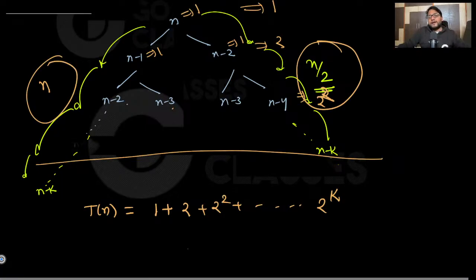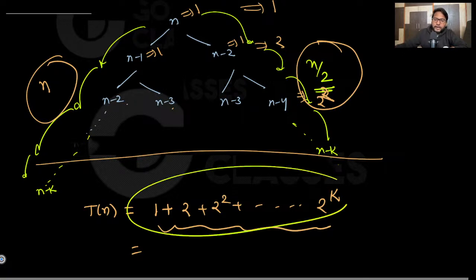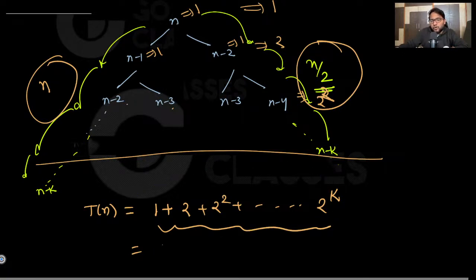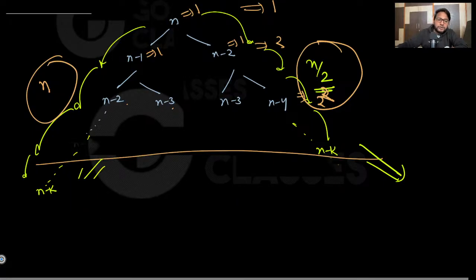Anyway, since this is an increasing GP, can anyone quickly tell me what is the answer? Do you need to really solve it? No, right? This is theta of 2 power k, or maybe just 2 power k, since it is an increasing GP. Now for the left thing and for the right thing, what is the value of k? For the left, the value of k is n, so Tn is basically 2 power n. Here Tn is 2 power n by 2.